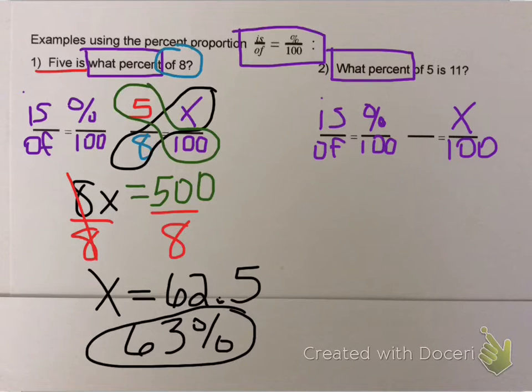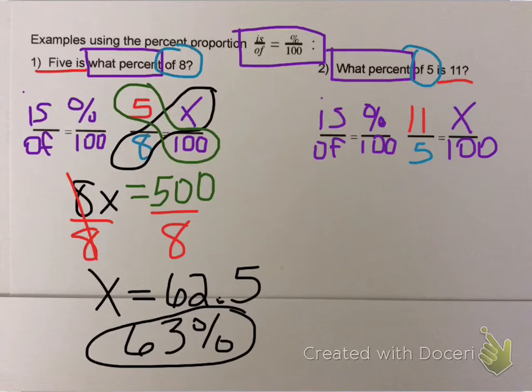What percent of 5 is 11? So the number right after the word of is your of. So 5 is my of. Whatever is left will be my is, 11. Okay, and there's your proportion. Once you're there, you should have no problem solving this.